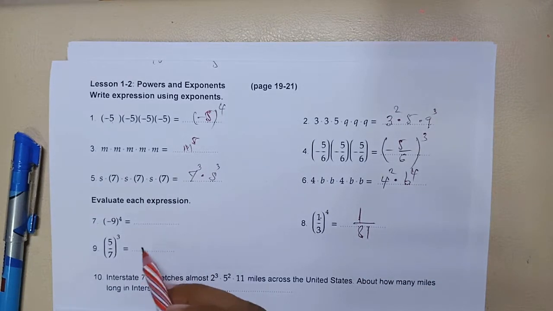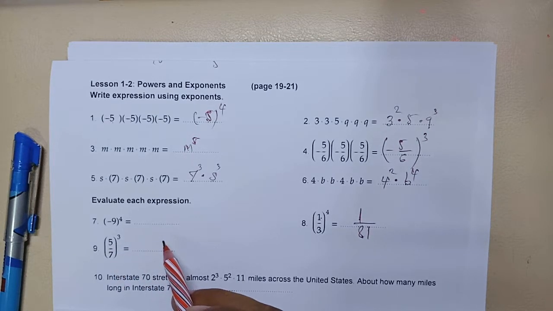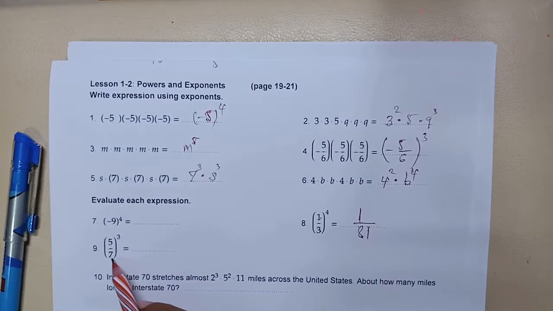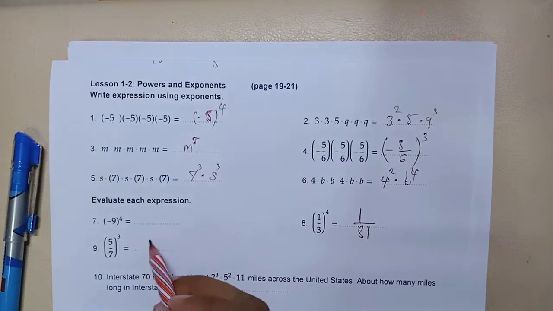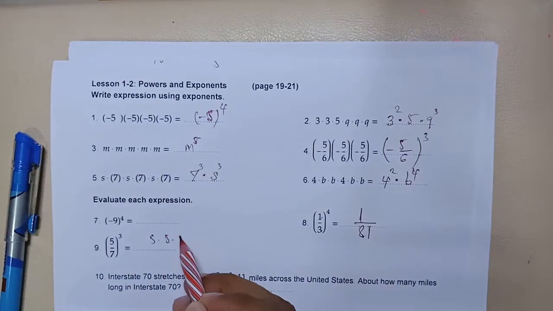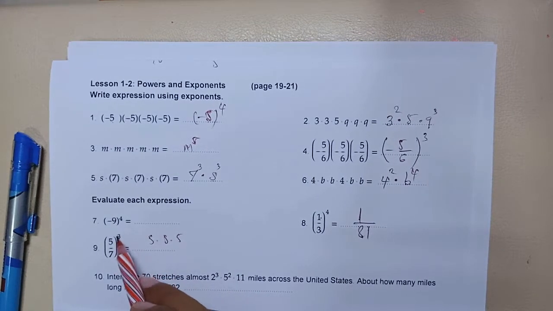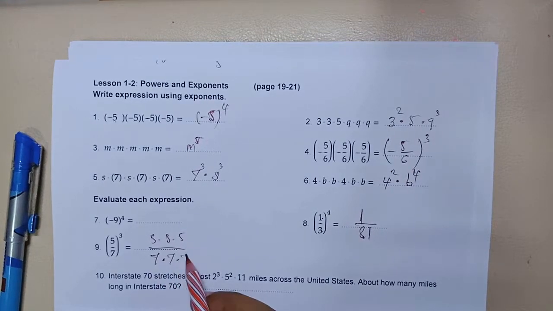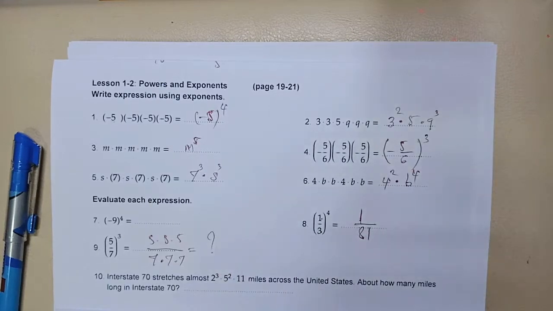This number, same way, you have 5 times 5 times 5, 3 times, and then over 7 times 7 times 7, 3 times as well. You will get your answer. Which means like this: 5 times 5 times 5, so it has only 3 times, which means this one represents 3 times, over 7 times 7 times 7, 3 times, and you get your answer. I'm not going to tell you on this section.